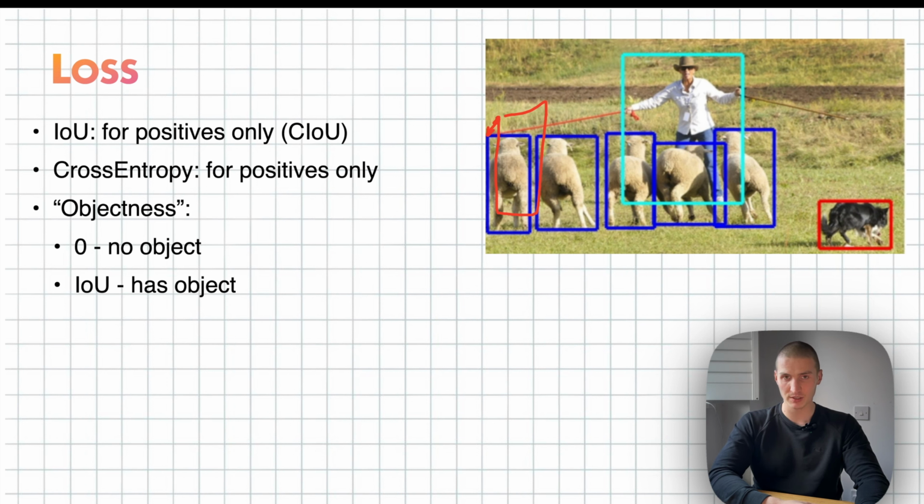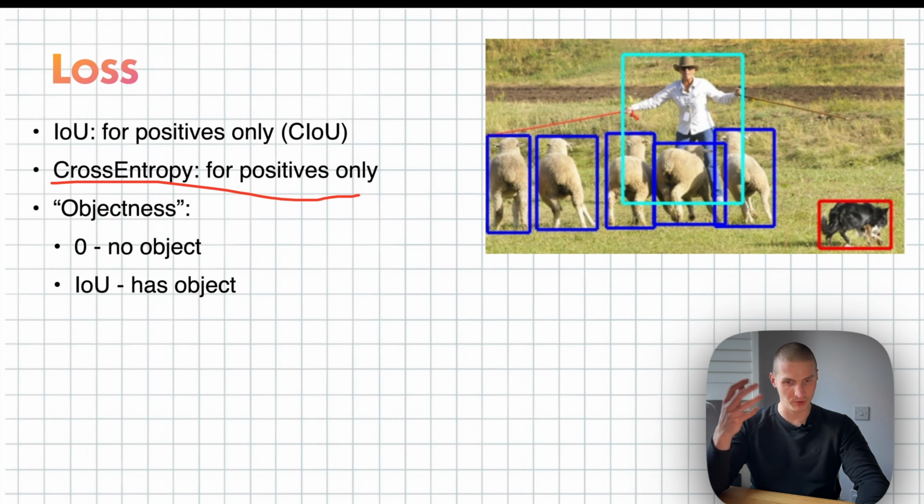IoU itself is not differentiable, so it cannot be used as a loss. And so YOLO v5 uses a variant of that called CIoU, which is slightly different to make it differentiable. Then the second term is cross entropy, which is just to measure the correctness of classification. So the model will output, for every class, the probability. So for every grid, for every anchor, it will output probability of every class, and then cross entropy will measure how well that corresponds to ground truth.